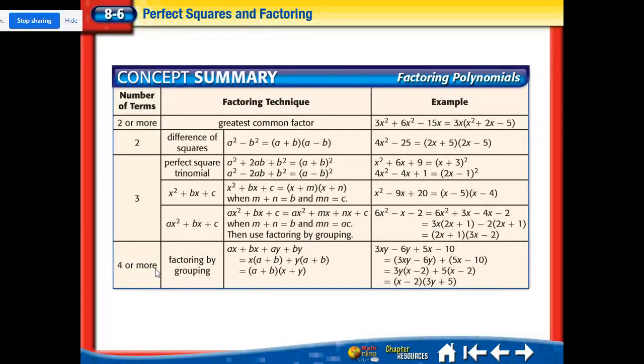If there are 4 or more, the only way we can do it is by grouping. So those are the different ways we can go ahead and do them. You can obviously come back to this beginning part to take a look at these. So let's start with that greatest common factor and review how to do that.